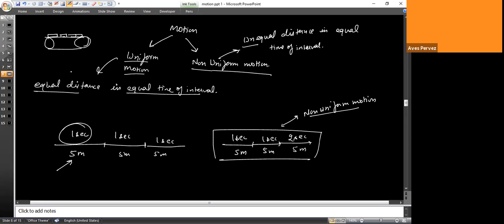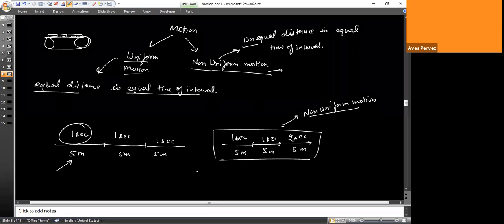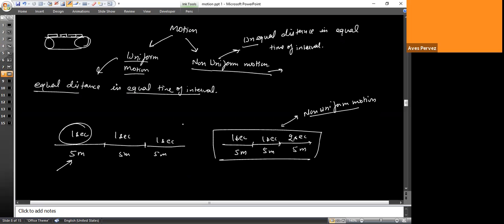Non-uniform motions, you can give thousands of examples. A car generally moves with non-uniform speed, because if someone comes in front of you, you need to brake. Even when humans run, at the starting we have a great speed, but in the middle or at the end we reduce our speed. Yes, very good.